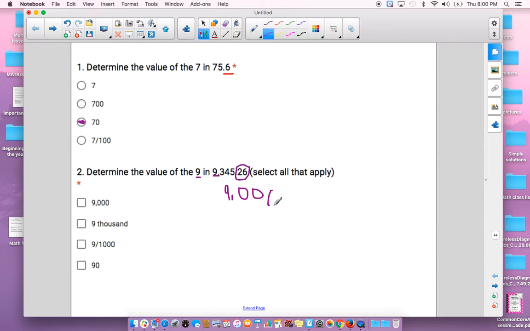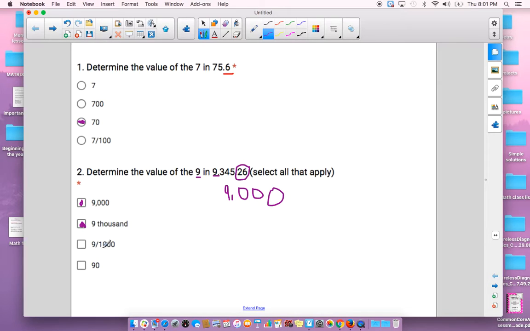And then I'm going to look over here and I'm going to see which one of these say 9,000. Well, this is exactly what that says, 9,000. So I would circle that. It says select all that apply. Take a look at this next one. It's the number 9 and the word thousand. That still means 9,000.